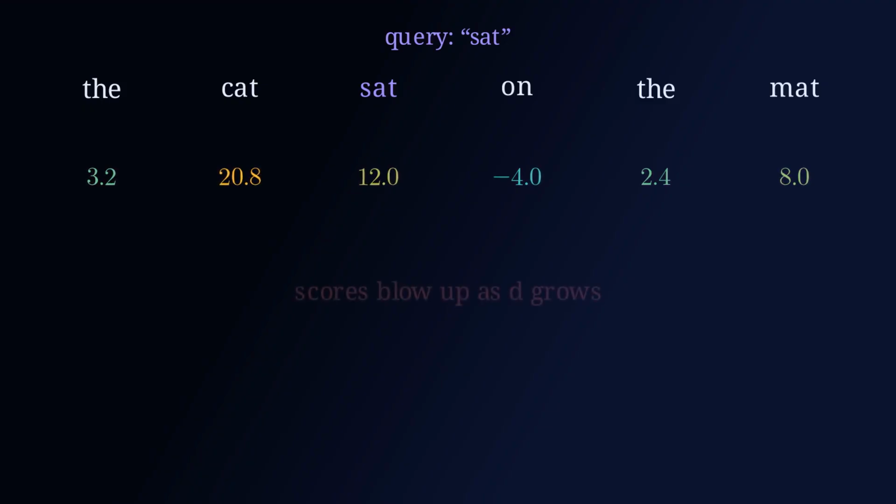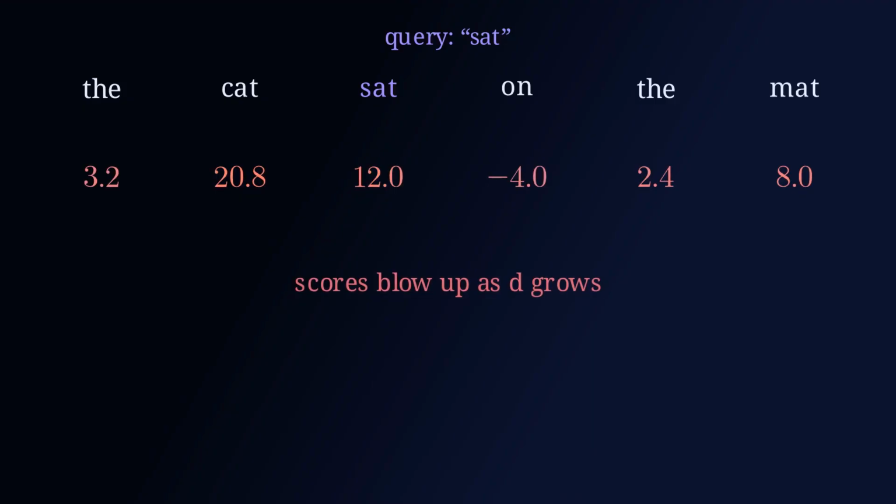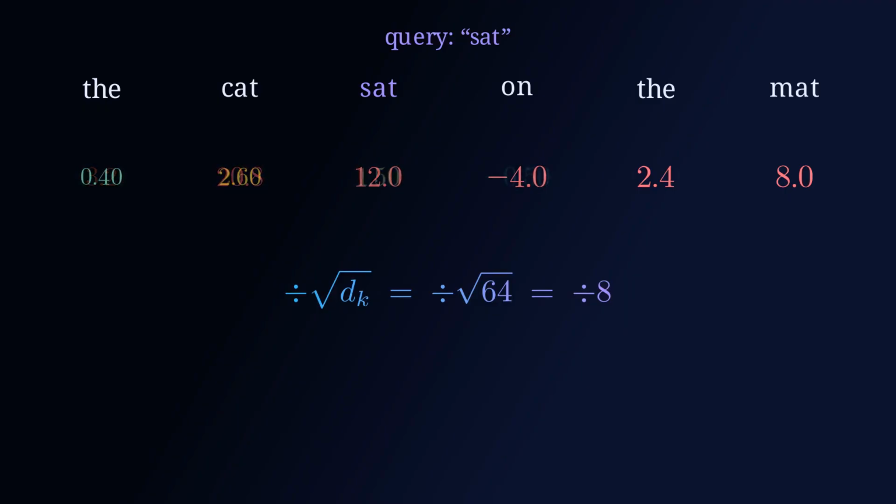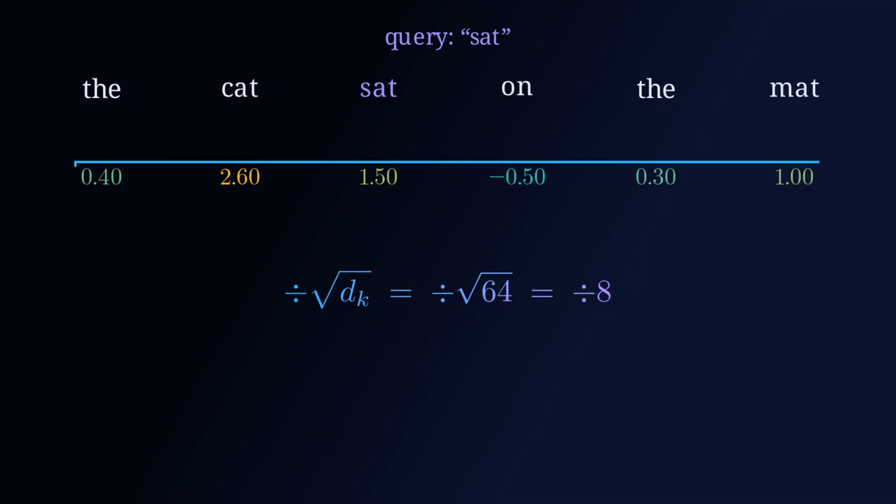If our vectors are long, meaning high-dimensional, these sums can grow very large, and huge numbers make the next step behave badly. So we tame them with a simple division. We divide every score by the square root of the key dimension. If the vectors have 64 entries, we divide by 8. This keeps the scores in a sensible range no matter how big the vectors get, which stabilizes learning. This is the famous scaling factor in attention.